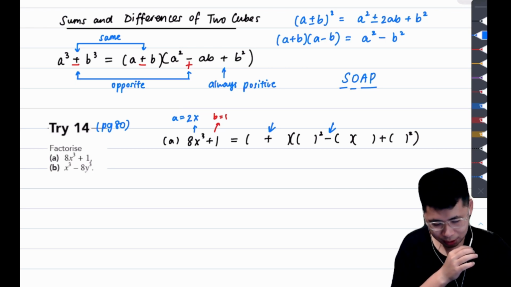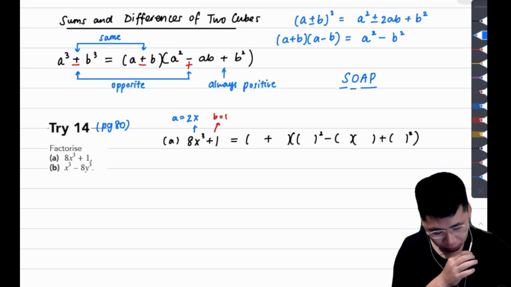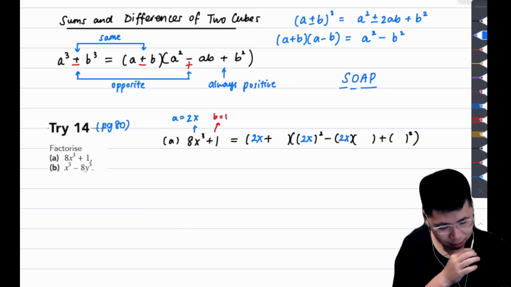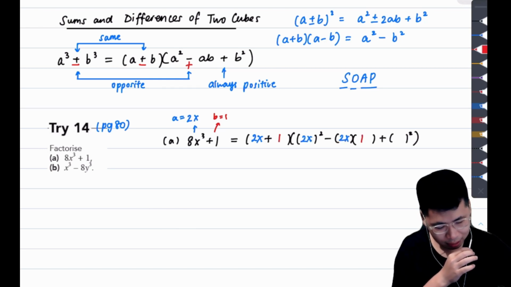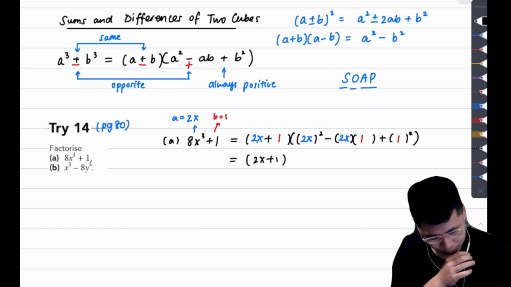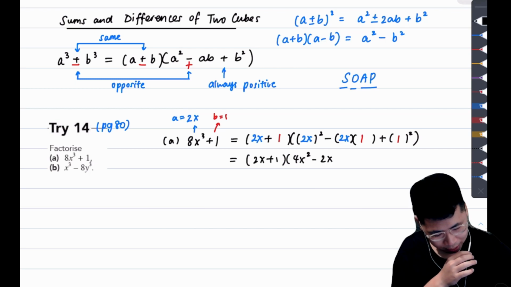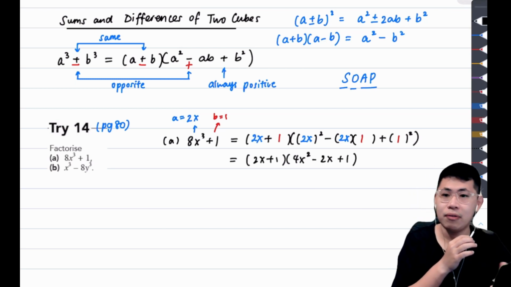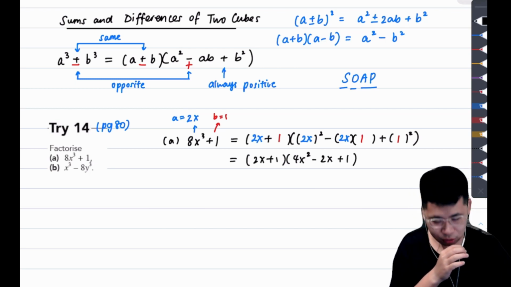So over here we have our 2x, 2x, 2x for A. We have our 1, 1 and 1 for B. To simplify this, we have our 2x plus 1, and this is going to be 4x squared minus 2x plus 1. So there we go, we have factorized the first one.